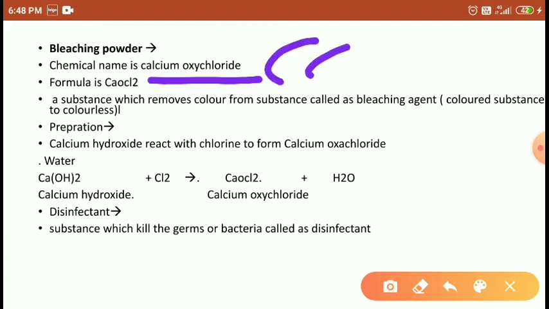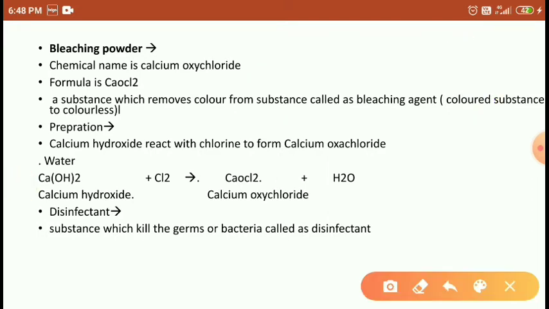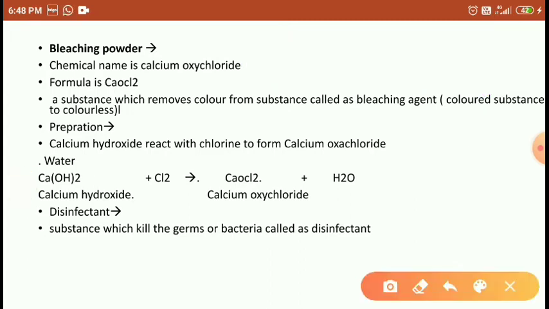Calcium is Ca, oxy is O, and chloride is Cl2. Calcium oxychloride. Once again I will write it, students. Calcium Ca, oxy O, and chloride is Cl2. Right, students, understood?